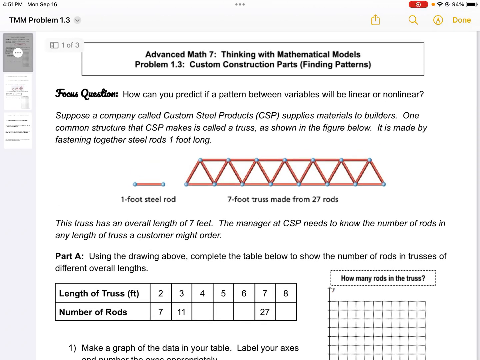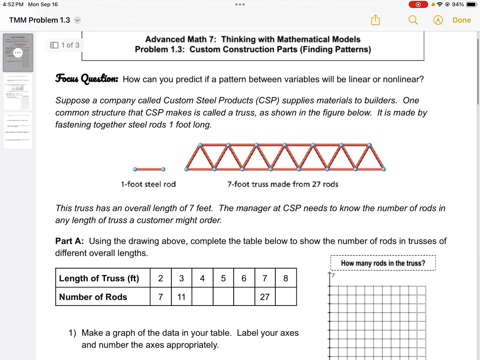Alrighty. Hey guys, so today we're going to fill out the Thinking with Mathematical Models, problem 1.3, and today's focus question is, how can you predict if a pattern between variables will be linear or nonlinear? So linear does mean it has a straight line relationship on the graph, and nonlinear means that it does not have a straight line relationship on the graph. When we fill out one of the graphs, this will make more sense.